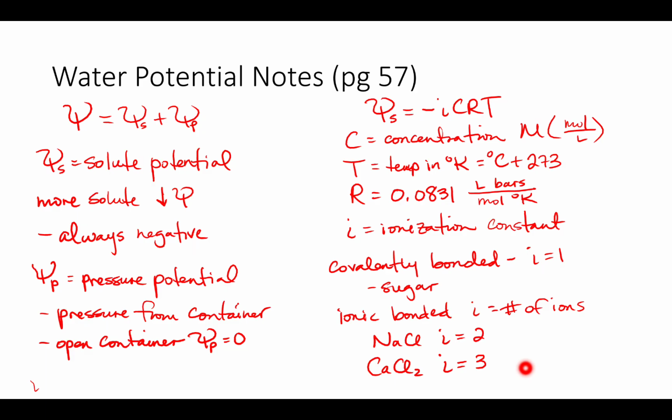I do want to point out that there are polyatomic ions, things like phosphates, that will probably not show up, but if you see something like that, it doesn't dissociate into a phosphorus and 4 oxygens. It tends to stay together as a unit, so each of those polyatomic ions just adds 1 to your ionization constant.